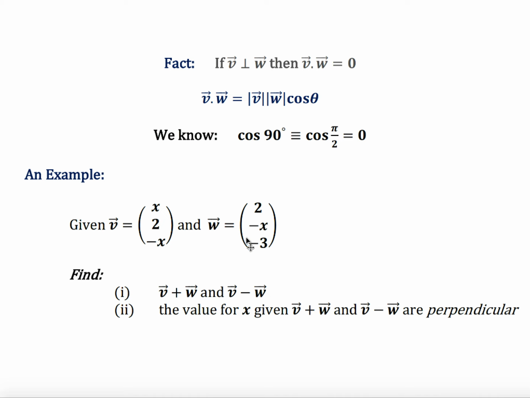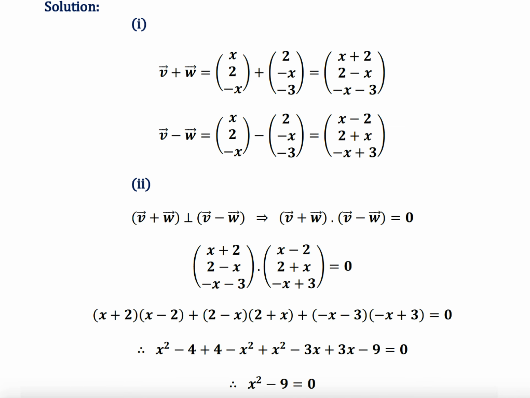So let's build on that in a rather abstract setting where you're given vector v and vector w looking like what you see here. Let's get the addition of those two vectors. Let's get the subtraction of one vector from the other. And then let's find the unknown value x, given that those two newly created vectors are in fact perpendicular to one another. So the addition of them is pretty straightforward.